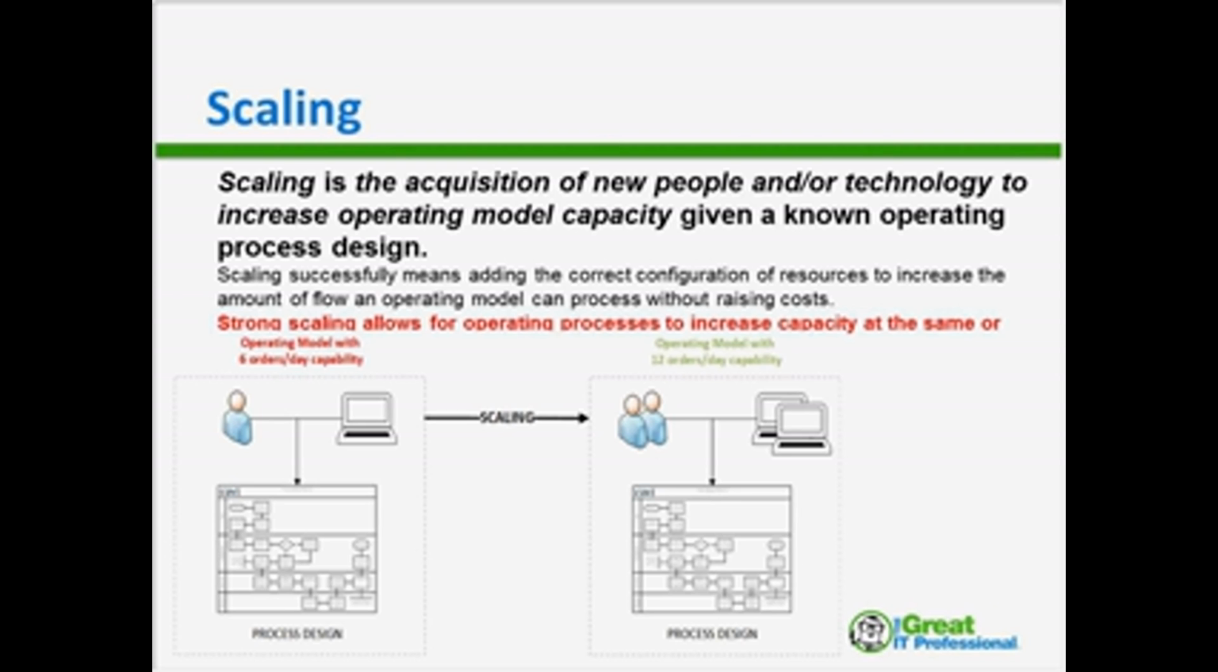Scaling is not changing the underlying process model. If this is a process that's creating value that the market's looking for, if the market is demanding 12 orders a day now, and right now I only have the resources to do 6, scaling is simply upping the resources and technology needed to enable the same process model, and now you can do 12 orders a day, let's say, by doubling.